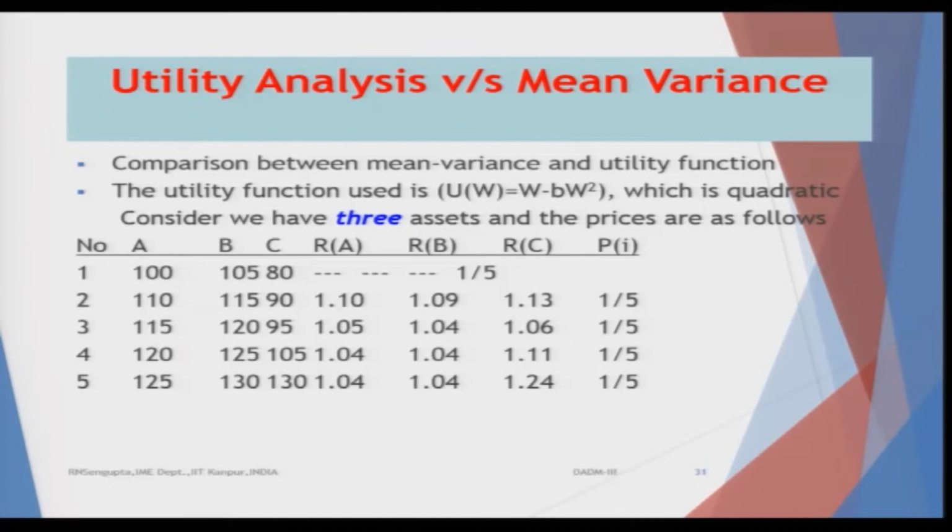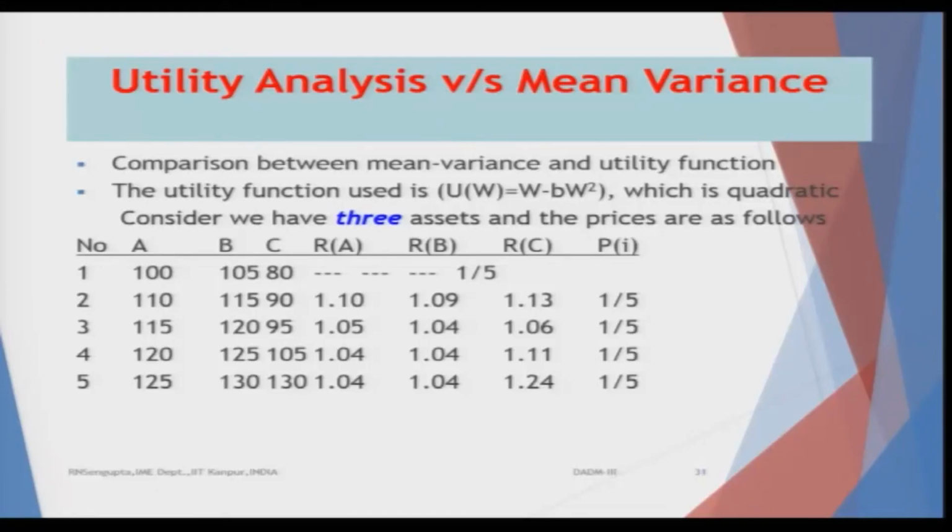Now, we will consider the comparison between mean variance and the utility theory. So, with mean variance we will try to solve the problem from the optimization point of view in finance, so that the mean variance theory is utilized. So, the utility function and the mean variance theorem: the utility function based on the fact that it is quadratic.